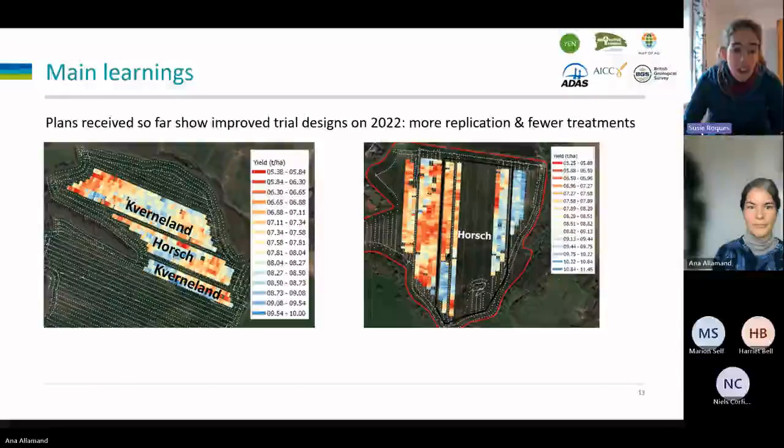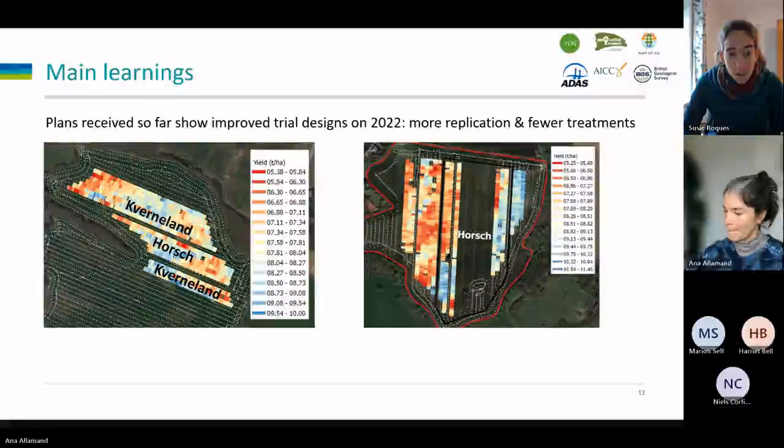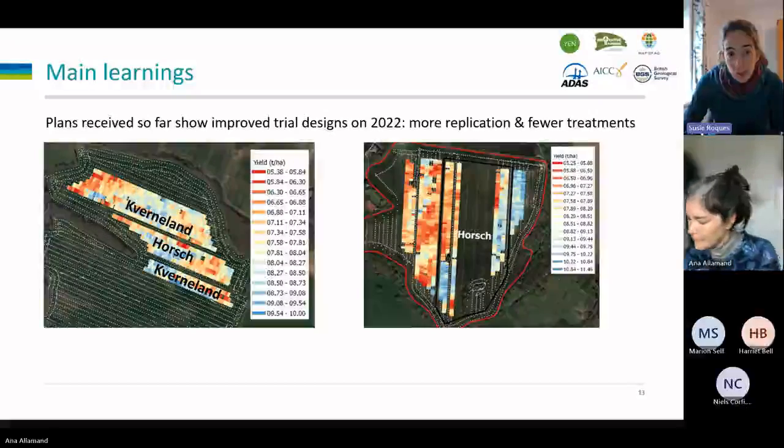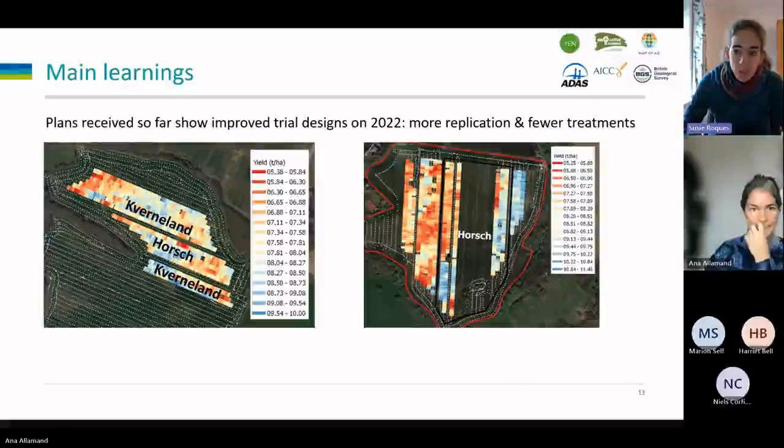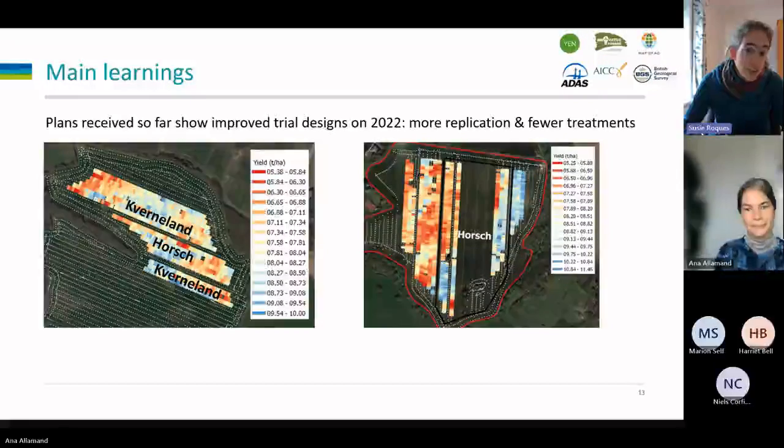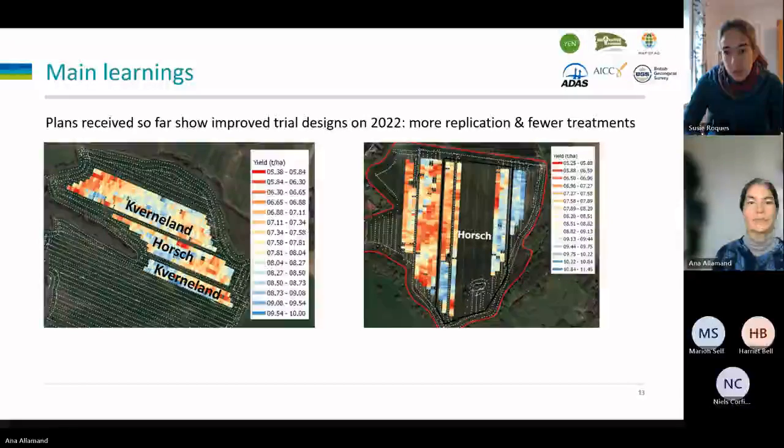So here the farmer can learn that if he wants to buy that new horse drill, it is not going to lose him any yield. It's not going to gain him any, so he can make the decision based on what's cheapest and most efficient to use, and the other things that you consider beyond yield.